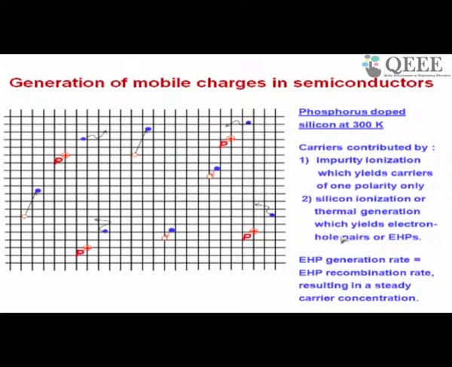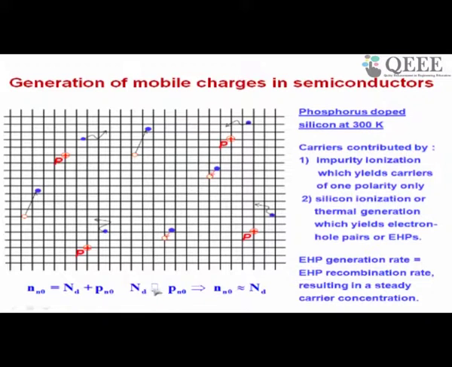Now in pure silicon, the number of electrons was equal to the number of holes, whereas in phosphorus doped silicon the number of electrons is equal to the number of phosphorus atoms, which give rise to electrons, plus the number of electron hole pairs, represented here as the number of holes, because in every electron hole pair generation you create an electron as well as a hole. So the number of electrons in a phosphorus doped silicon is equal to the number of phosphorus atoms plus the number of holes. That is what is written here.